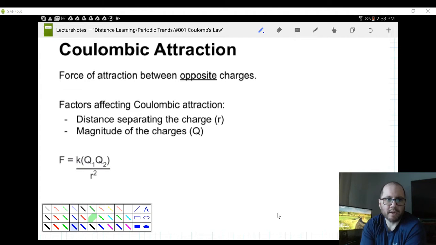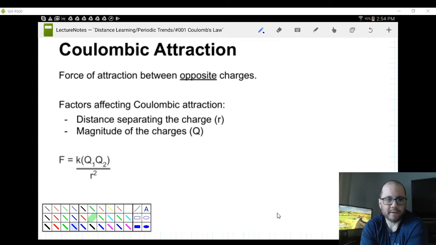To recap, remember Coulombic force is the force of attraction or repulsion between two charged particles. We can call it Coulombic attractive force if those two charges are opposite, or we call it the Coulombic repulsion or the repulsive force if those two charges are the same. This ties into atoms and chemistry because in the atom we have charged particles, the protons and the electrons, or in the case of compounds, we have cations and anions, also charged particles that interact with each other.